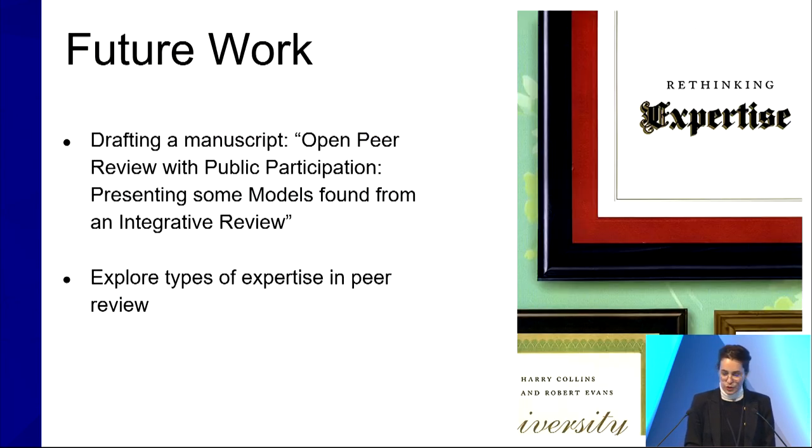For future work, I'm drafting a manuscript about open peer review models with public participation. I'm drawing different flowcharts explaining these models and how the public can participate. And I'm also exploring, with my mentors in Illinois, different types of expertise in science and citizen science, and how different types of expertise can help to improve the peer review process and the quality of our research. And I'm going to stop here. So thank you.